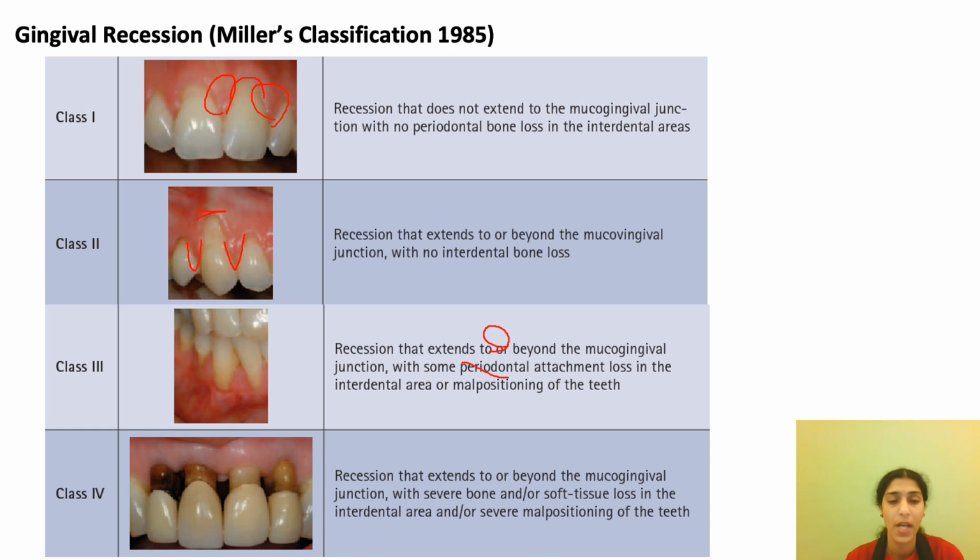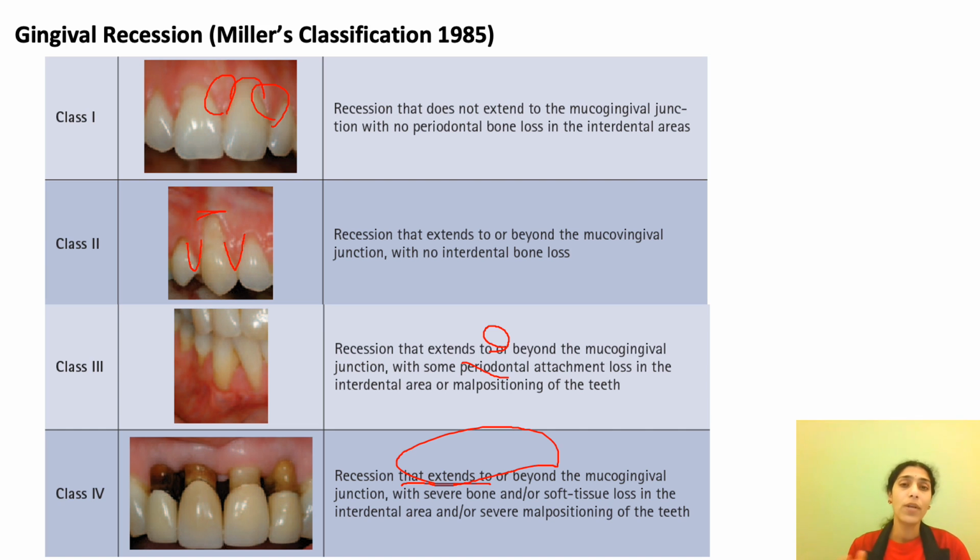That becomes class 3. Class 4 recession extends to or beyond the mucogingival junction, but with severe bone loss, severe attachment loss, and also severe malposition of the tooth. As you can see in this case, there is complete papillary loss and complete bone loss that is evident interdentally. This kind of category comes under class 4 Miller's recession. Whenever you are assessing gingival recession in a patient, the moment you see it, you should be able to identify whether it belongs to class 1, 2, 3 or 4. Miller's classification is expected in your undergrad curriculum, so for any recession, try to analyze which class it belongs to.